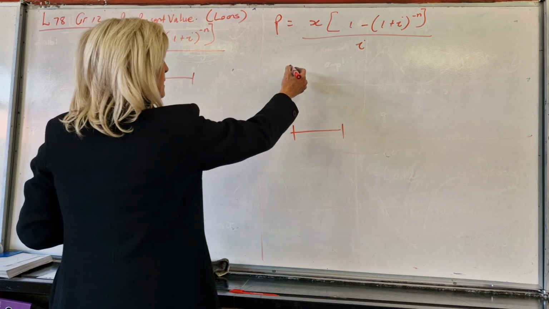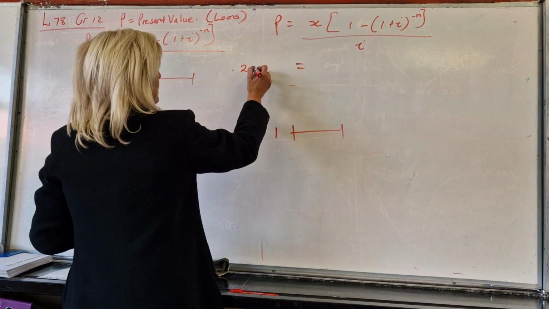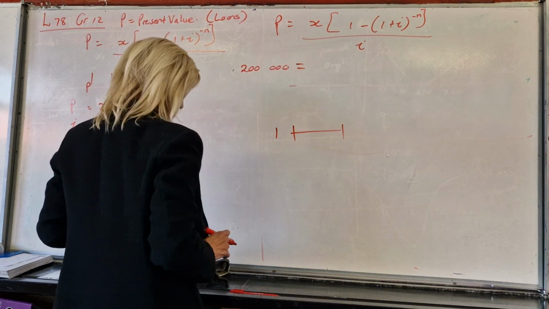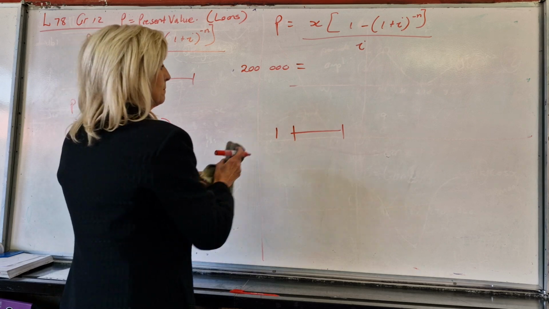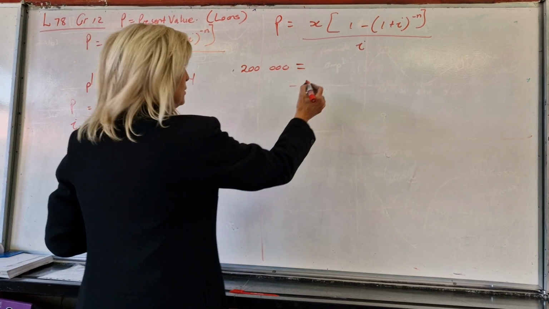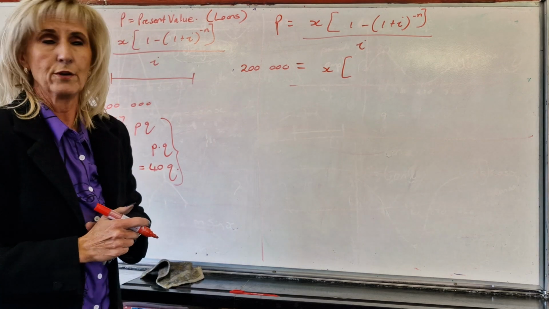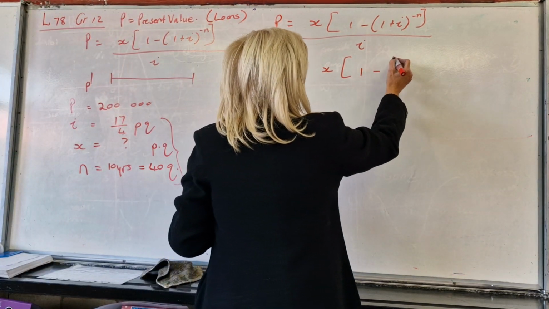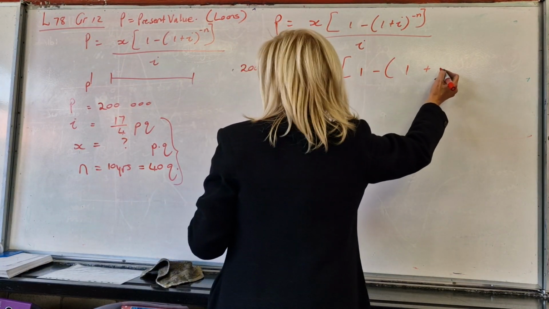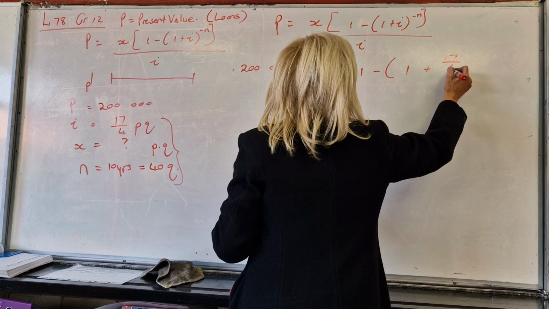Yes. So for this one, I said P is 200,000. Everybody happy on that one? Yes. My X is what I want to know. How much am I going to have to give them every month for this loan? The 1 minus the 1 stays the same. The I was 17 over 4, right?